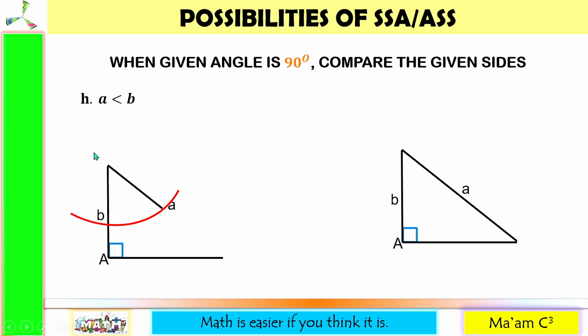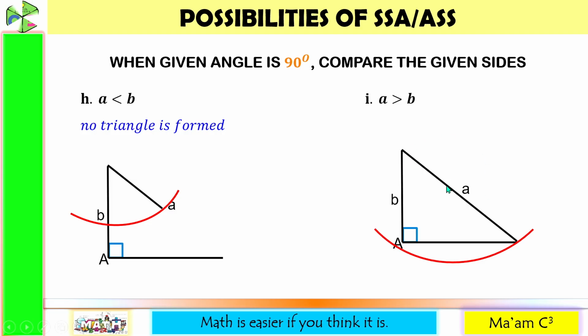If that is the case, no triangle is formed. And the last one, the side opposite 90 degrees is longer than the other side given. In symbol, A is greater than B. And you can see that we were able to form one triangle.